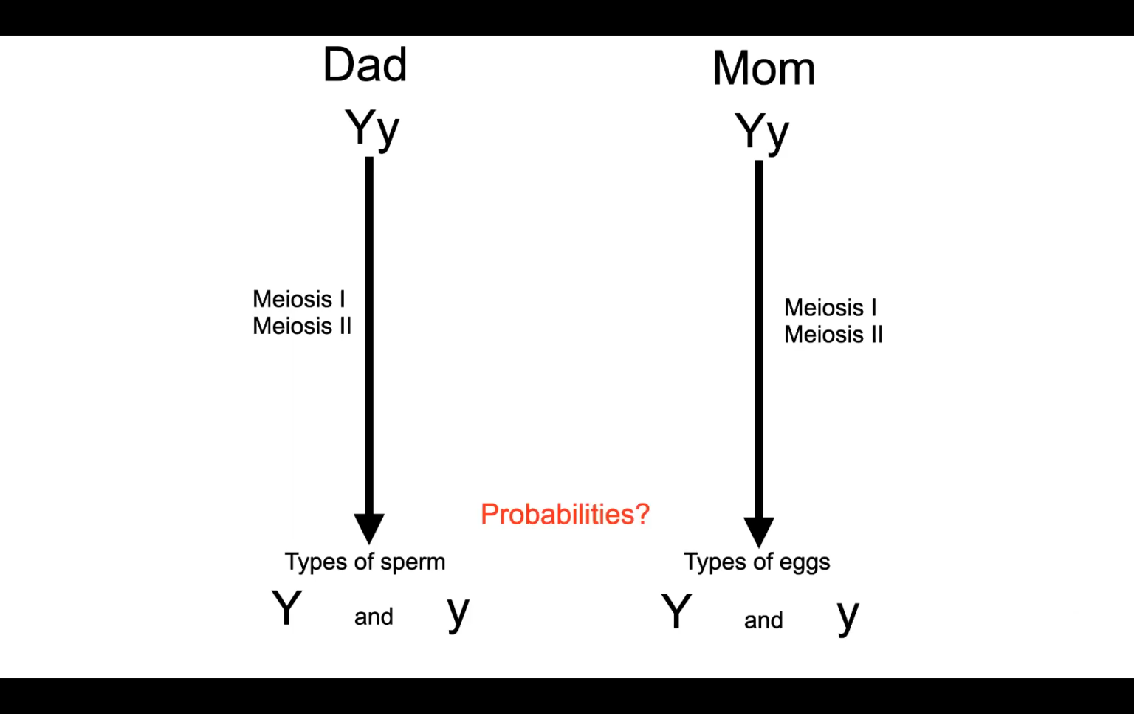Let's take a look at that. So here is dad. Dad can make a big Y and a little y sperm. Here's mom. She can make 2 different eggs, not sperm, which means the big Y represents 1/2 of the possibilities. So the probability that mom will make a big Y egg is going to be 1/2. The probability that dad will make a little y sperm is 1 out of 2, 1/2.